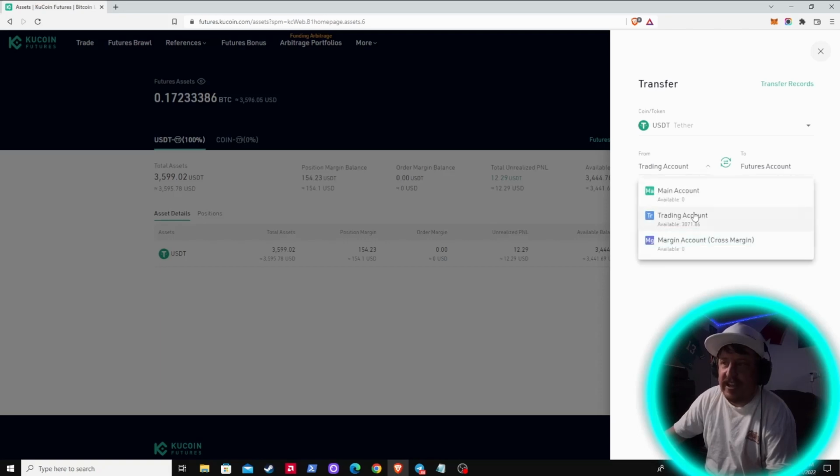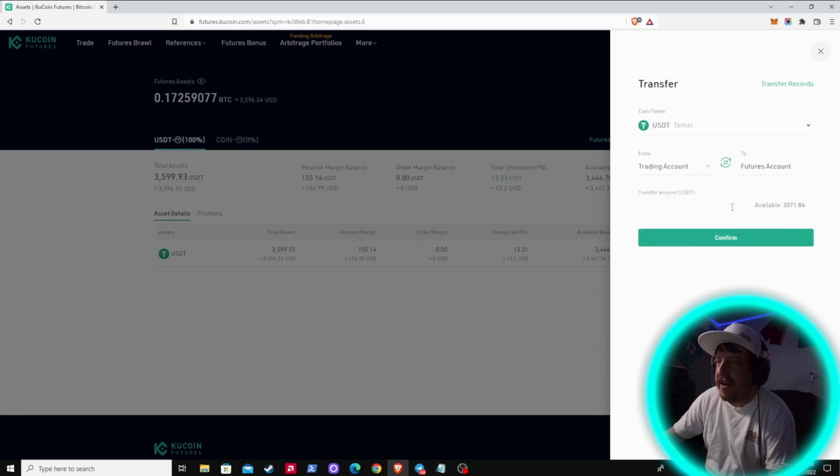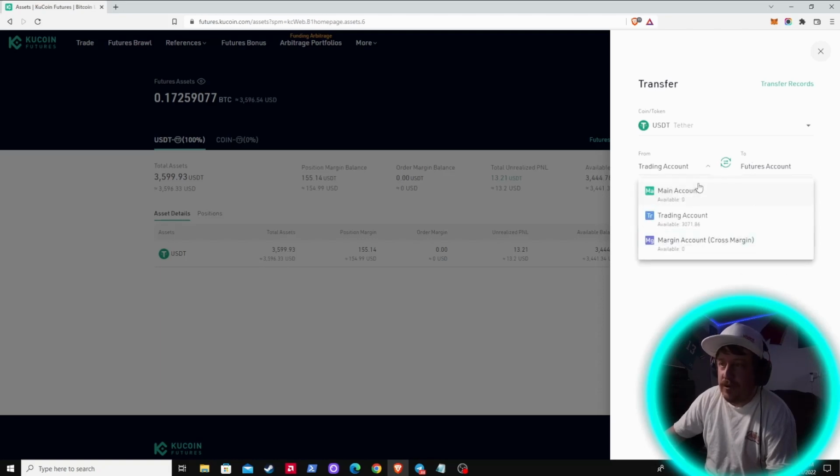So let's just say all of your money right now is in your main account. Mine's all in my trading account, what's not already in my futures anyway. It says I have $3,071 available in my trading account on this Kucoin account. So I'm going to leave that as the trading account, and then I want to transfer to my futures account. Again, if your money was in your main account, you'd click that, which I don't have any available. Maybe that's where your money is.